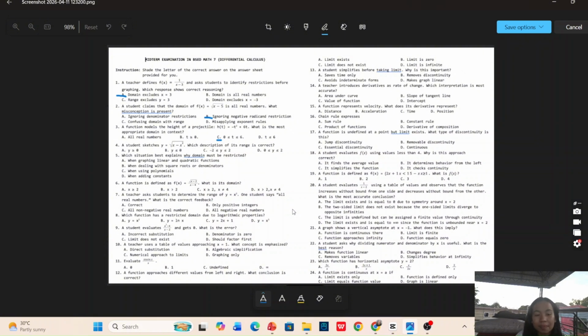Options are A, incorrect substitution, B, denominator is 0, C, limit does not exist, or letter D, should factor first. The correct answer for number 9 is letter D.